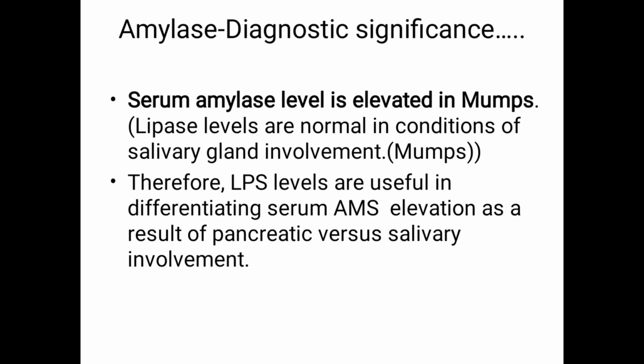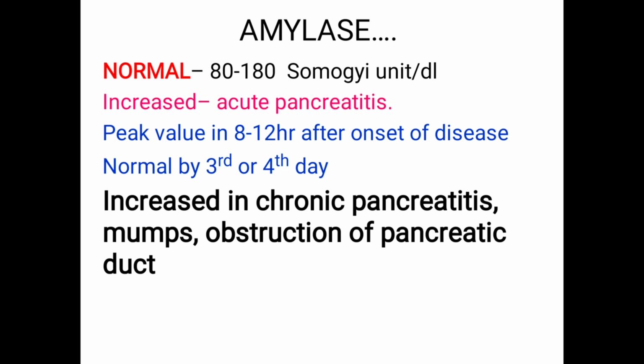So you know that amylase has two fractions. Salivary gland also secretes it mainly, pancreas also secretes it. But if you estimate amylase and lipase, lipase levels are normal in conditions of salivary gland involvement. So, continuing, amylase is normally 80 to 180 units per dL. It increases in acute pancreatitis, peak value 8 to 12 hours after onset of disease, normal by 3rd or 4th day. It is increased in chronic pancreatitis, mumps, obstruction of pancreatic duct. Mumps also increases total amylase, but not like lipase.